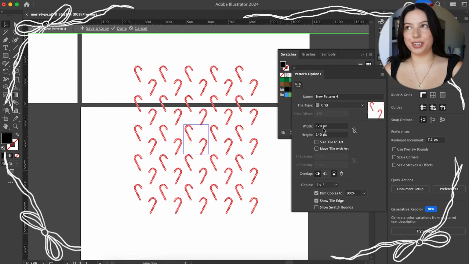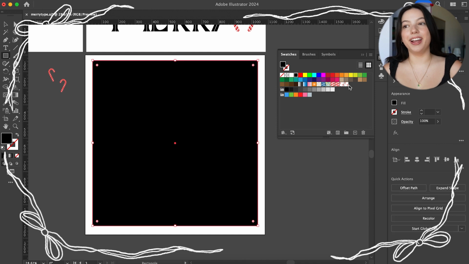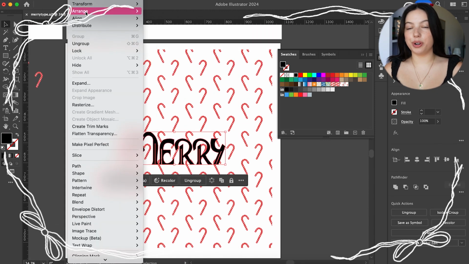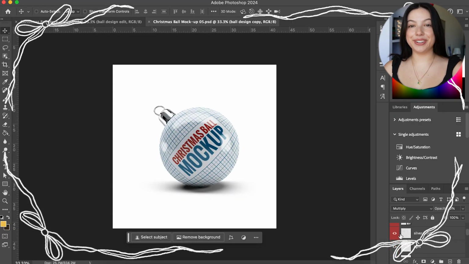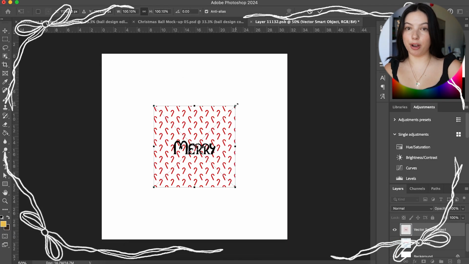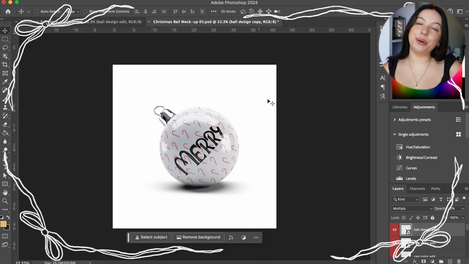So after that, because I knew I was bringing it into a mock-up, I made a little candy cane to put into a pattern, and then I found these tree ornament mock-ups to put the type text into. So yes, I brought it into the mock-ups and I played around with the colors and stuff, and I think it looks so cute.